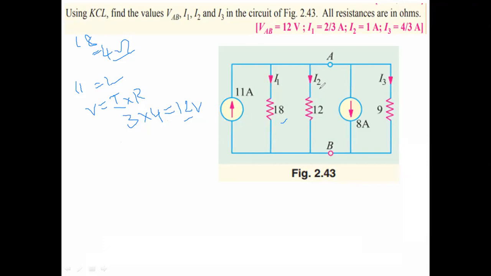Similarly, for I2, the overall voltage is 12, and we have to find the current through the 12 ohms resistance. Then it is V by 12, that is 12 by 12. Its value is 1. Similarly, to find the current through the 9 ohms resistance, the overall voltage is 12 and the resistance R is 9. With that you can find I3. I3 is equal to 4 by 3. These are the answers. You can try it on your own.